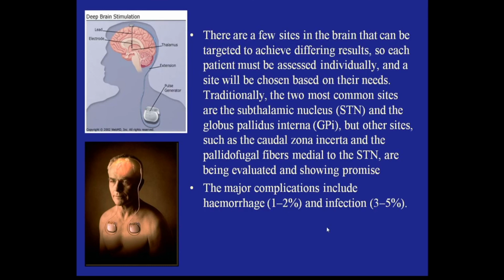There are a few sites in the brain that can be targeted to achieve different results, so each patient must be assessed individually and a site will be chosen based on their needs. Traditionally, the two most common sites are the subthalamic nucleus and the globus pallidus interna, but other sites such as caudal zona incerta and the pallidofugal fibers medial to the subthalamic nucleus are being evaluated and showing promise. The major complications include hemorrhage 1-2% and infection up to 3-5%.